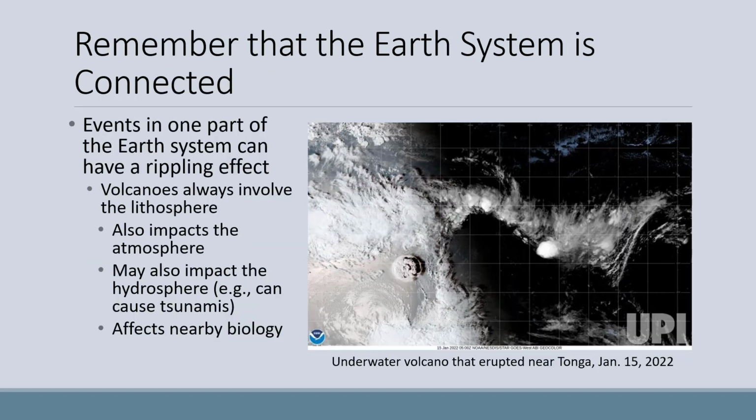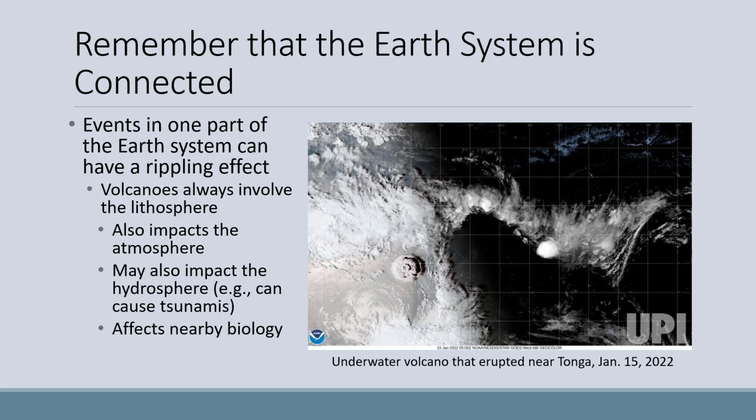So now I would like to go through and give some examples of how the Earth is a closed system, meaning matter does not enter or leave it, and changes in one part of one sphere can have wide-reaching effects. Another way of saying that is that events in one part of the Earth system can have a rippling effect. One really good example of this is volcanic eruptions. Volcanoes always involve the lithosphere, as it is a geological process.